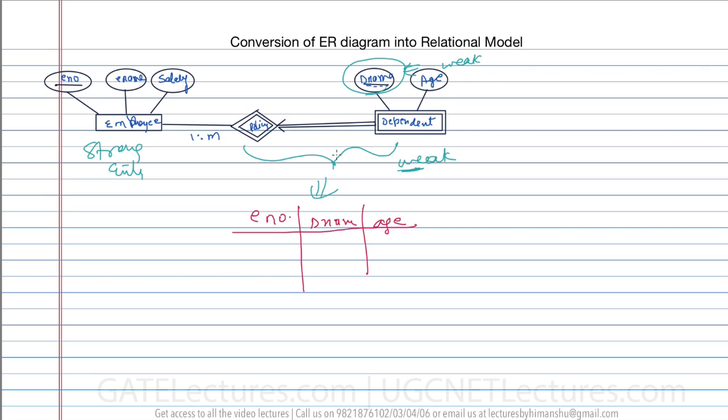Therefore we have to take the help of the strong entity. You have to take the key of the strong entity combined with this partial key, so that we can differentiate between each dependent uniquely. So in this case we are going to require 2 tables. The first table is for employee, containing employee number, employee name and salary. The second one is for this weak entity, which will have employee number as foreign key and dependent name as partial key. We are going to combine both of them to make a key attribute, and then we add age also. So we require only 2 tables here.